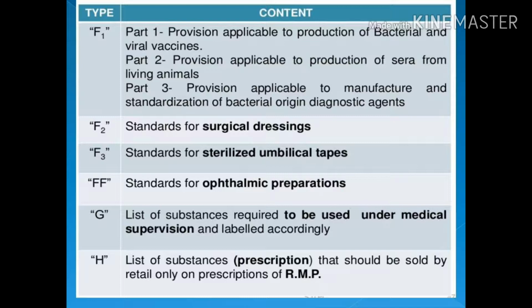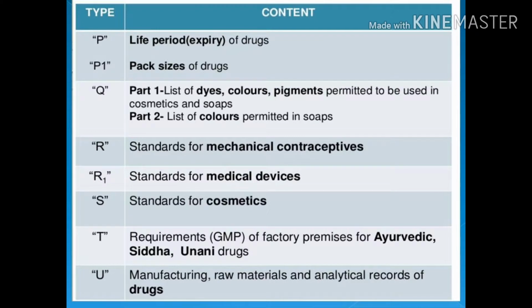Schedule H has the requirements of the list of substances required to be used under medical supervision and labeled accordingly. And it includes the list of substances that should be sold by retail only on prescription of an RMP, that is a registered medical practitioner. Schedule P is having the life period or expiry of drugs. P1 is having the pack size of drugs.